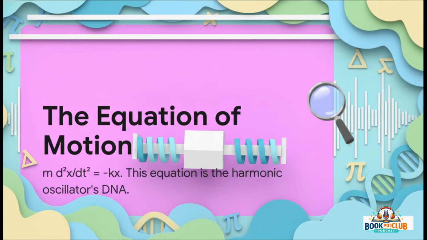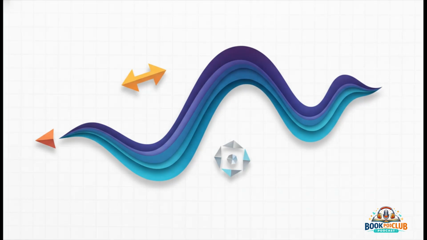Now, I know an equation can look a little intimidating, but stick with me, because the idea here is incredibly simple. On the left, you've got mass times acceleration. You probably know that as force, right? F equals ma. And on the right, we have minus k times x. All that's saying is that the force the spring pulls back with is proportional to how far you've stretched it. And that little minus sign, that's the key to everything. It just means the spring always wants to pull the mass back to the middle. That's the whole rule.